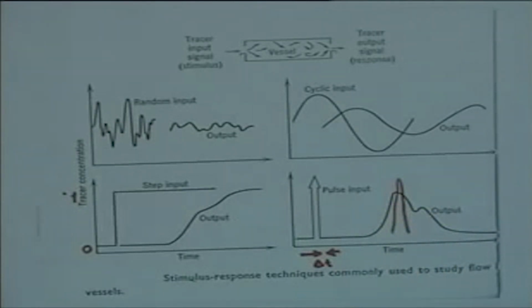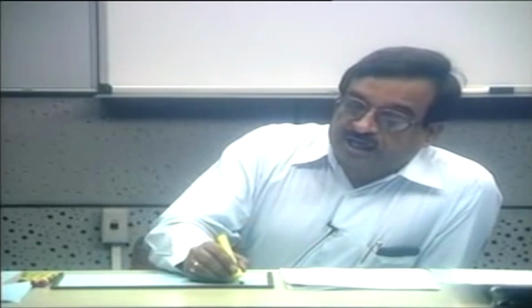Although, as I mentioned, any kind of input can be given, for analytical convenience we often resort to either a step input or a pulse input, because with random signals the ultimate analytical solutions might be difficult. The step input or pulse input are the commonly used techniques for getting the residence time distribution for a given fluid. Now the response to a step input of the tracer is usually called the F curve.